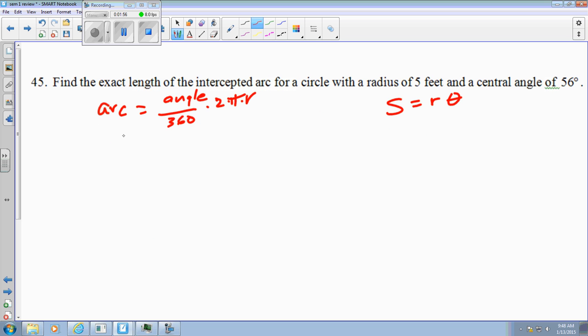Works both ways. Same thing here for your intercepted arc length. Here's the one in radians. Here's the one in degrees. You could use either one. Because it's given to me in degrees, I'm going to use the degree one. All these formulas were given to you in the book. Radius is 5. So I'm going to take 56 times 10 times pi, divide that by 360, and I get the intercepted arc would be 4.9 feet long. Notice that this is not an area, so I'm not going to square anything.